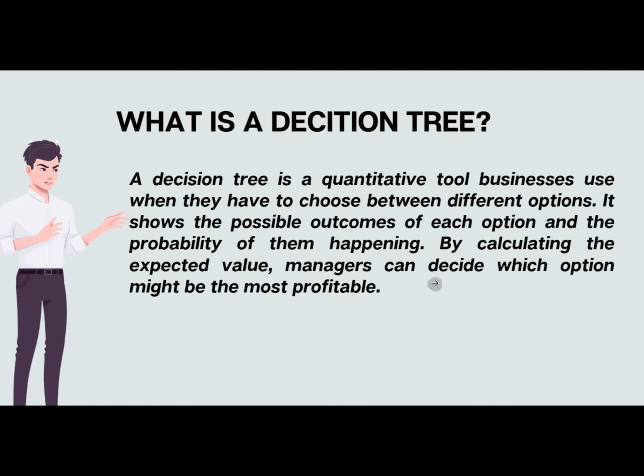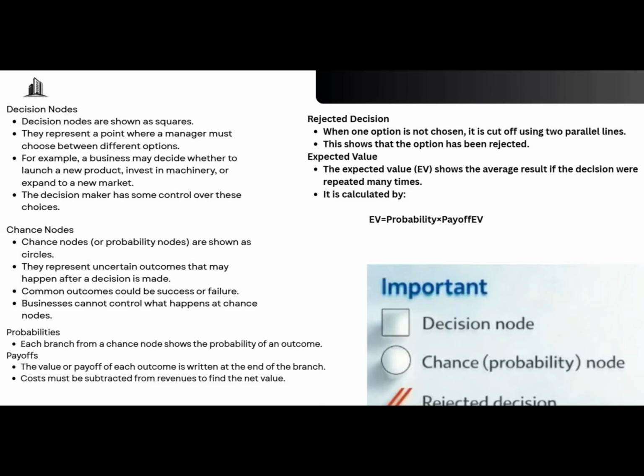So basically, a decision tree maps out a business's choices and helps managers pick the path that makes the most money, or is most profitable for the business. Now let's discuss the things we need to build a decision tree. Firstly, decision nodes.